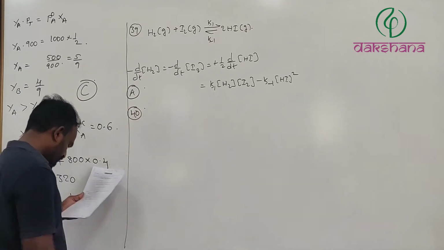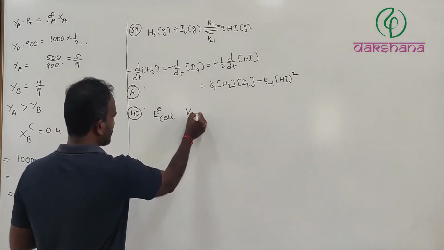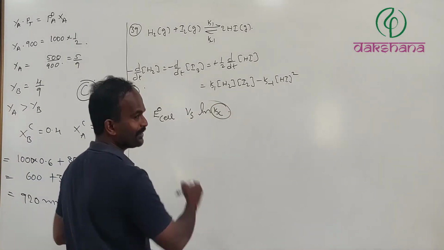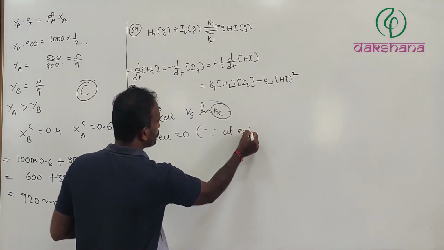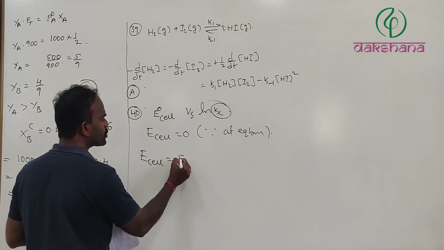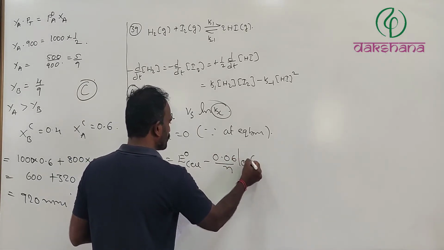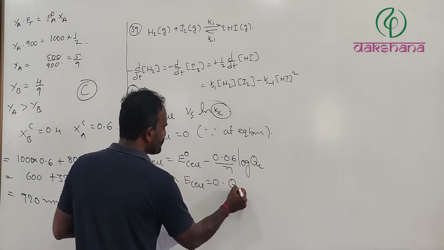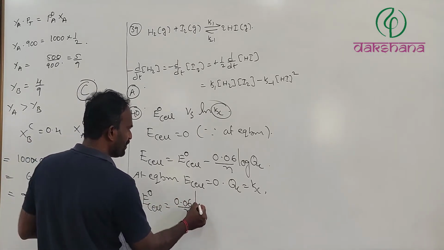Next, question number 40. The line correctly representing E0 cell versus ln Kc. If you look at it, you can understand here Kc is given, which means at equilibrium E cell is equal to 0. As we all know the Nernst equation, E cell is equal to E0 cell minus 0.06 divided by n log Qc. But at equilibrium, E cell is equal to 0 and Qc is equal to Kc. Substitute: E0 cell is equal to 0.06 divided by n log Kc.